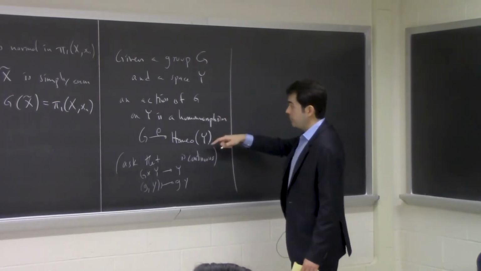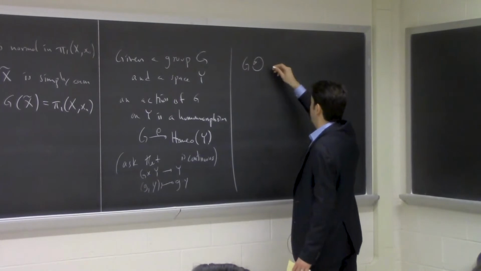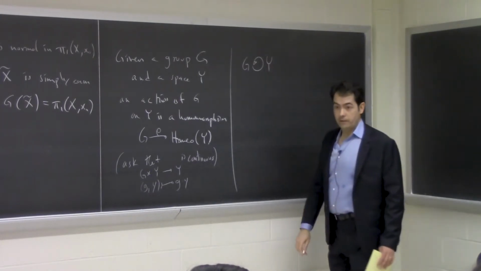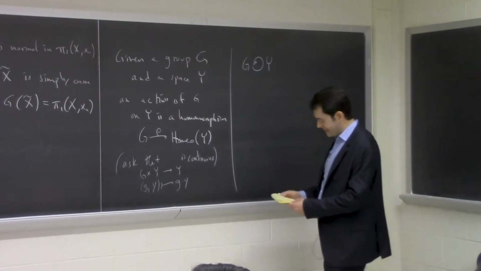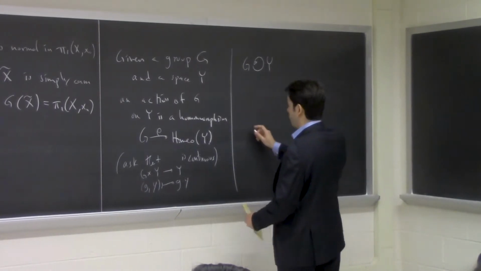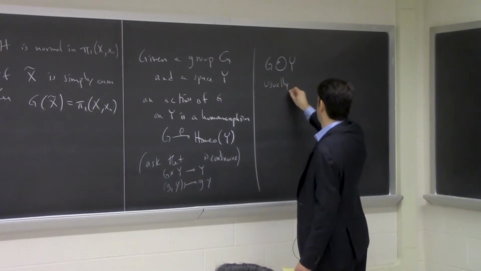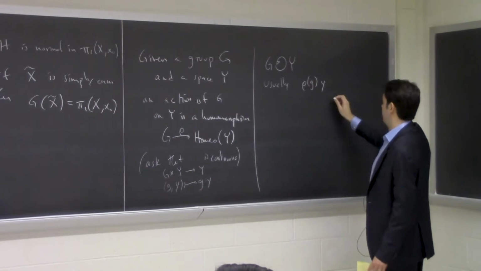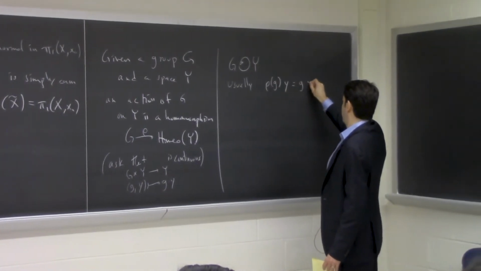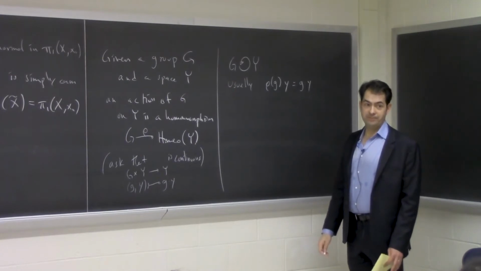When a group acts on a space, we denote it like this. We put G and then a round arrow on Y, right, to show that G is acting on Y. And as I already did here, we usually abbreviate. Instead of writing rho of g acting on y, we just put g dot y, or g times y if we are feeling lazy.